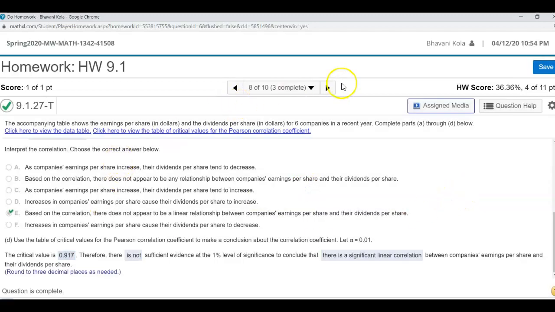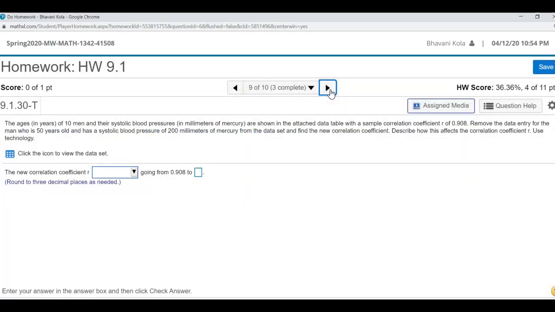All right, so the next couple of questions pretty much y'all can go ahead and answer, but please, please, please make sure you have your notes in front of you and also pen and paper. Problem number 9, they're simply asking you, let's see, the ages of 10 men and systolic blood pressure are shown in the attached data with the sample correlation. Okay, they're asking you to remove the data entry of the man who is 50 years old and has that systolic blood pressure and calculate your correlation coefficient.